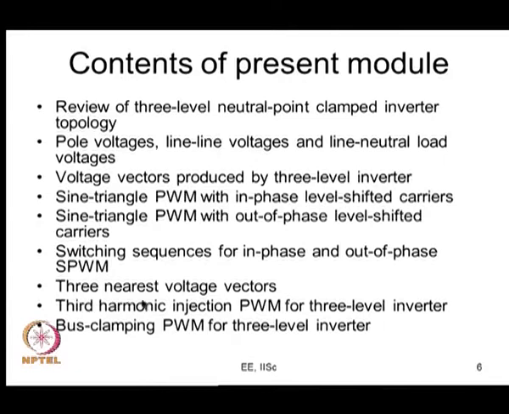So, in most of the PWM methods, like in a 2 level inverter, you have a reference vector, you apply 2 active vectors, one on the clockwise side, one on the anti-clockwise side, and one null vector. Here you have more options available.